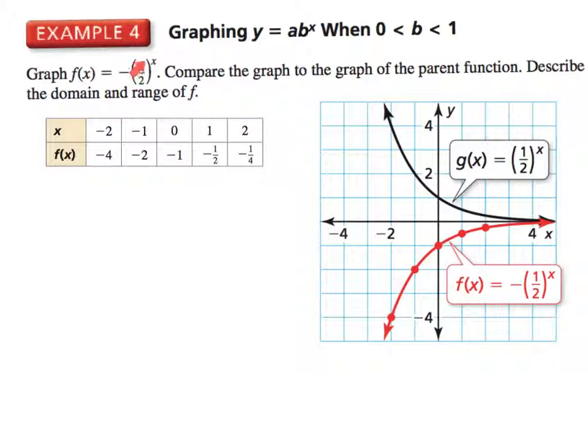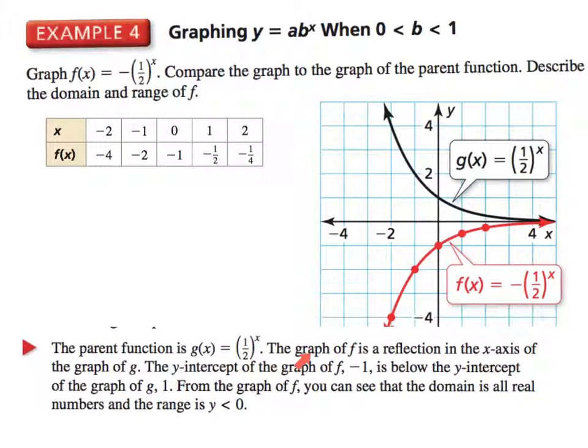If you graph this and the parent function. Now remember, the parent function is just taking the b value. So g of x equals 1/2 to the x power. That's your parent function. F of x equals negative times 1/2 to the x power is this red function here. So we have to compare them. Well, you would say first that the graph is a reflection. Because a was negative, it's a reflection in the x-axis of the graph of g. So make note, we took g, and it's a reflection of that. The y-intercept of f is -1, which is below the y-intercept of 1 of function g.